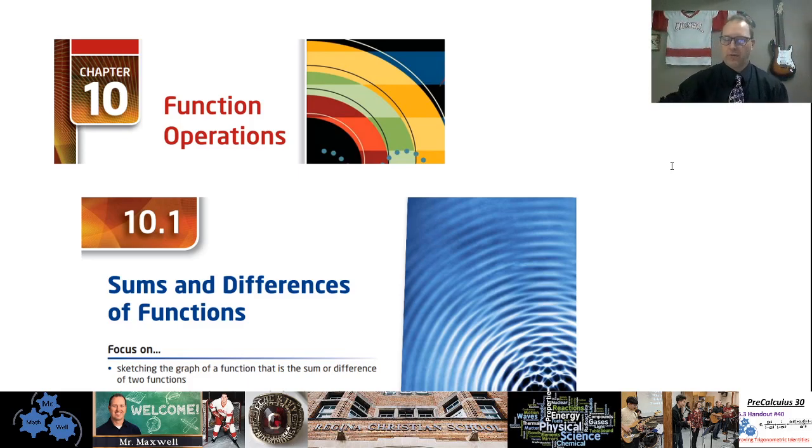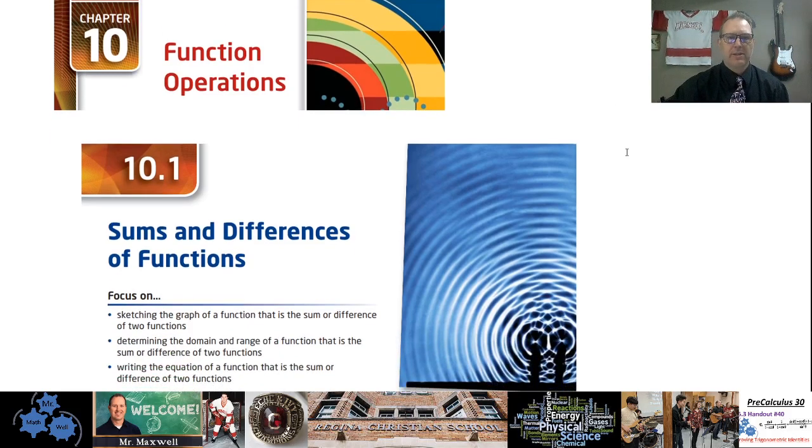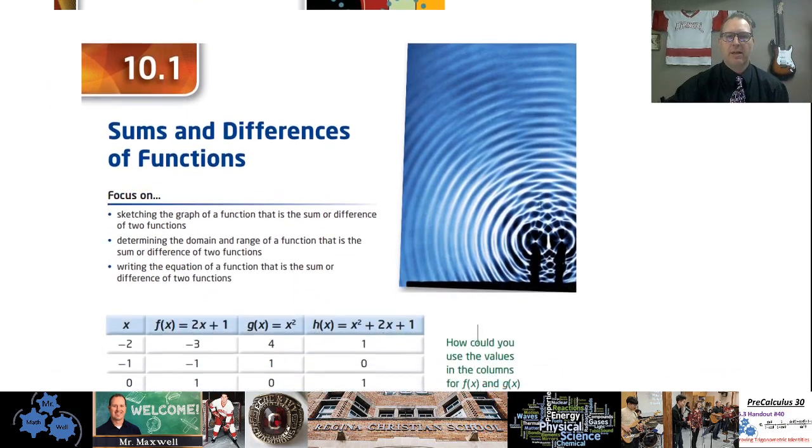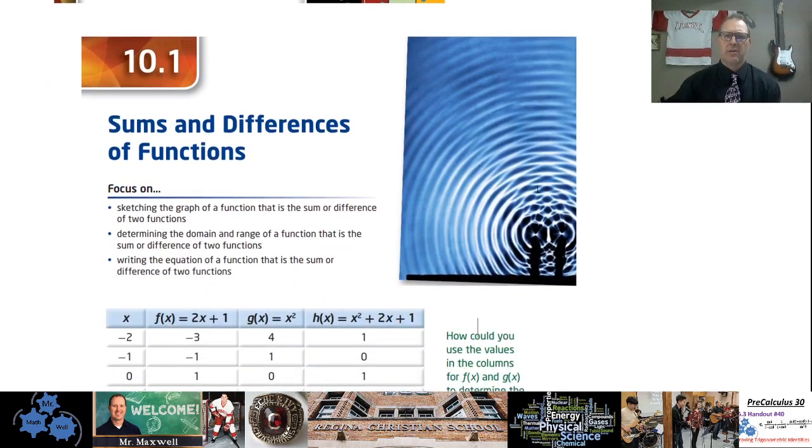Okay, so the first thing we're going to take a look at here in 10.1 is sums and difference of functions. So I have this little clip up here to the right. You may recognize this if you've taken a physics class or a physical science class. You've experienced wave superposition. Right? So think about that concept in science, wave superposition. What happens is when you have a wave, which represents sort of a sine function, think of it like that.